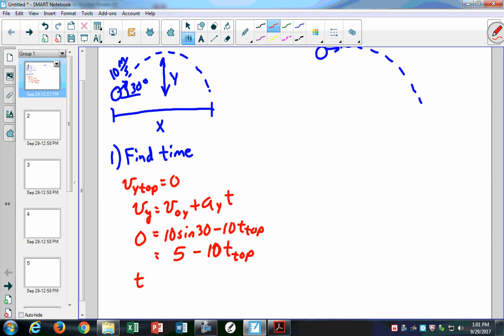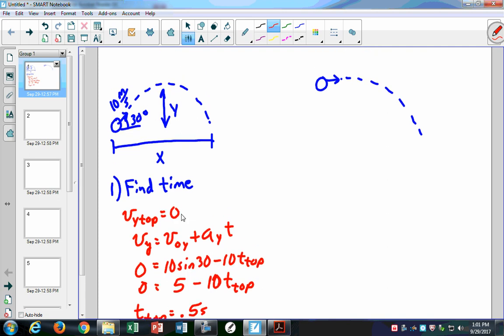So the time at the top of the trajectory is equal to a half a second. So that tells you that up here at the top, t is equal to 0.5 seconds. And that's a key piece of information that you'll need to know. And you might have that question. I might just ask you, what is the time at the top of the trajectory?